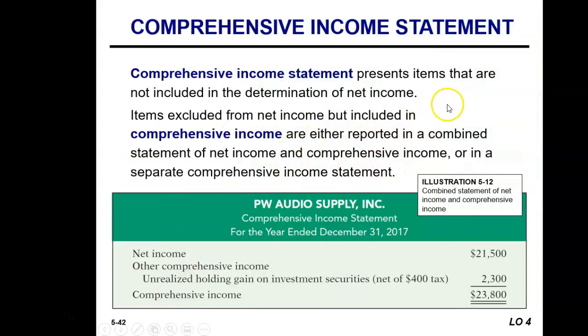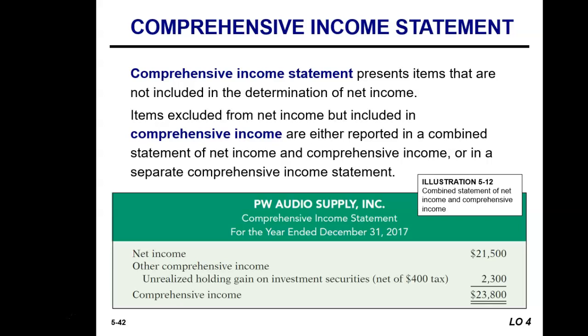Okay? There's another statement which is not as familiar, but it is required now. It is called the comprehensive income statement. Now, there are certain types of items that are not included in the calculation of net income on the traditional income statement. There are some different types of gains or losses that are not reported on the income statement, but they are part of what's known as your comprehensive income statement.